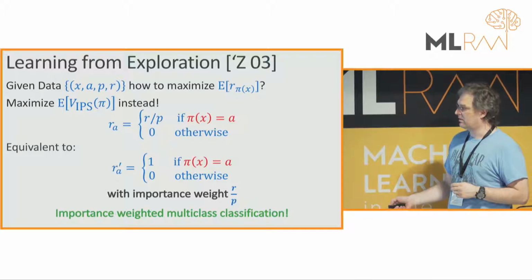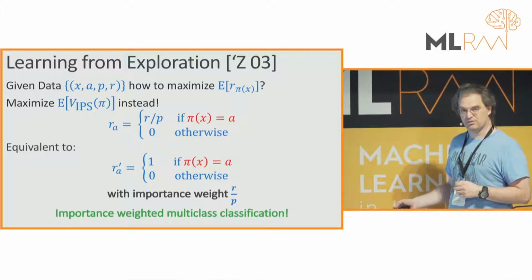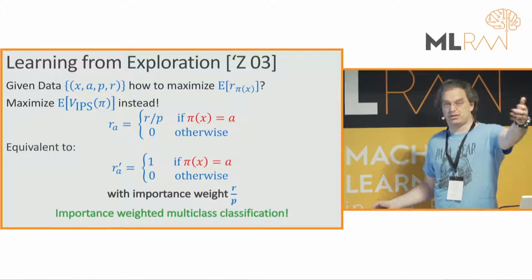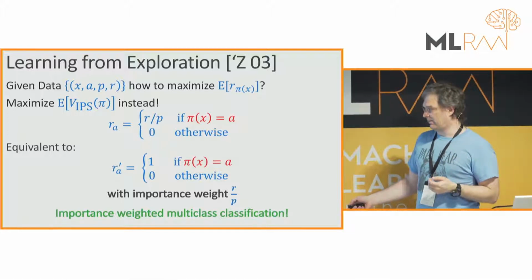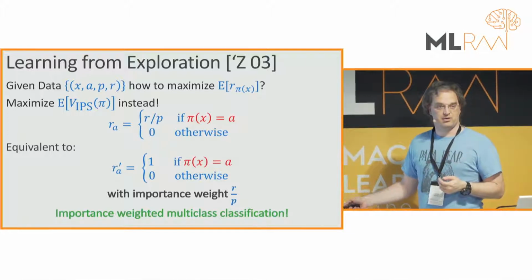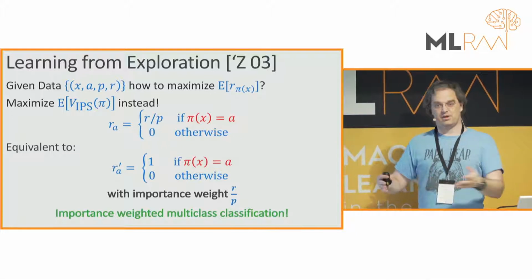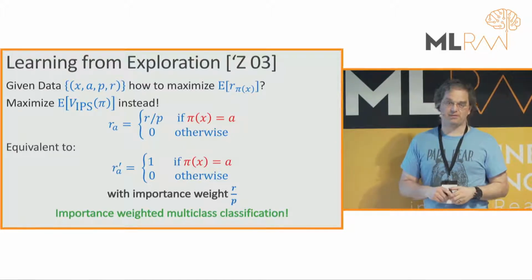So we can do importance weighted multi-class classification. There are some classifiers which don't take importance weights in, but you can just sample from the importance weights according to their value in order to apply it to any multi-class classifier.